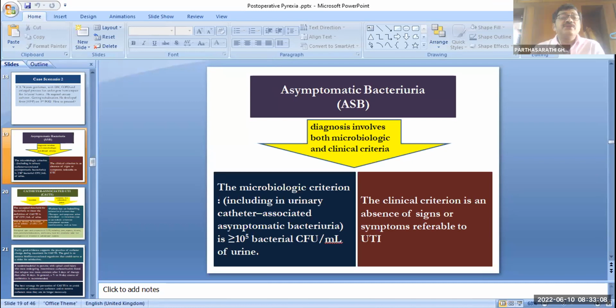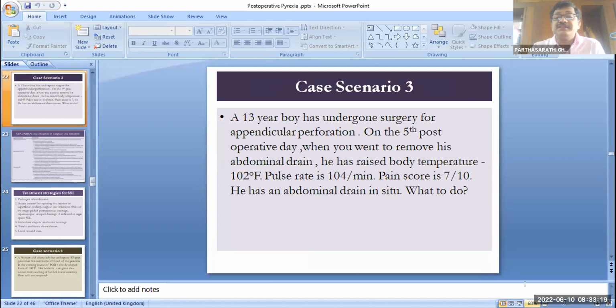Case scenario 3. A 13-year boy has undergone surgery for appendicular perforation. On the 5th post-operative day, when you went to remove his abdominal drain, which was put in during the surgery, he has a raised body temperature of 102 degrees Fahrenheit. Pulse rate is 104 per minute, pain score is 7/10, and he has an abdominal drain in situ, of course. And what to do now?